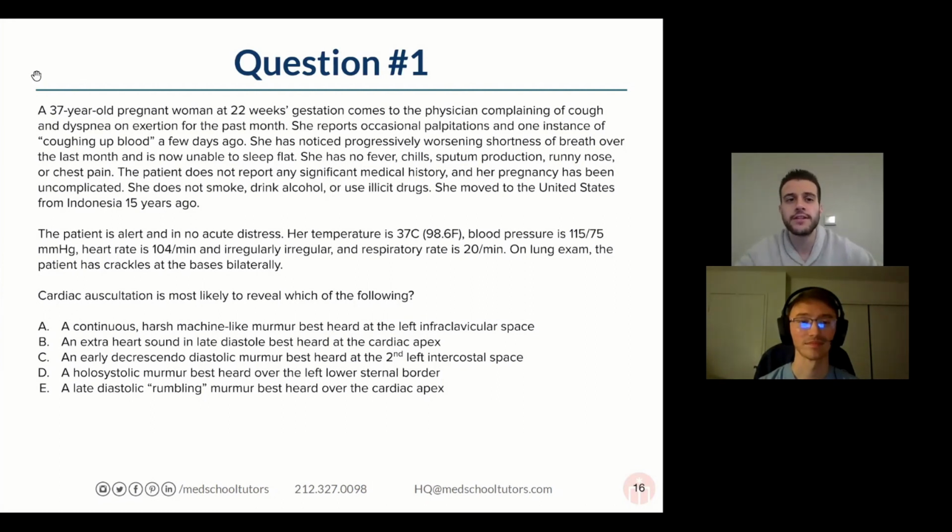So 37-year-old pregnant woman, 22 weeks gestation, comes to the physician complaining of cough and dyspnea on exertion for the past month. Okay, so she's pregnant, which is important to know, a relevant aspect of her past medical history. She reports occasional palpitations and 1 instance of coughing up blood a few days ago. And so this is their way of communicating that she's having some hemoptysis.